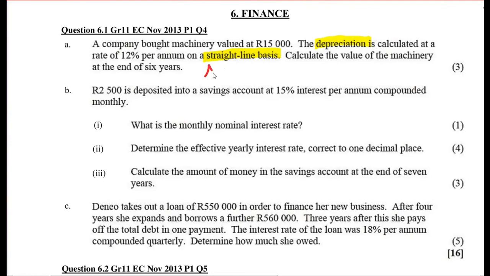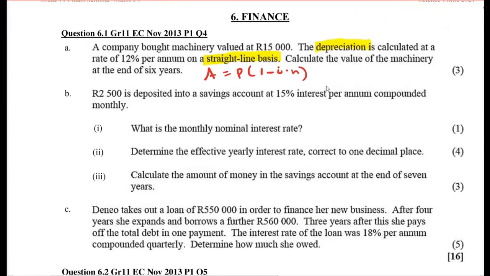Good. Right. A will equal P(1 minus i times n). It's linear. The other thing I want to tell you now as well is even if it were reducing balance, for argument's sake, it is never compounded monthly or anything like that. Depreciation is always effective. So you never need to worry about dividing by m for depreciation. Good. Right. So we're just going to sub and solve, and there's your 3 marks. Formula, substitution, answer. Great. Moving on.